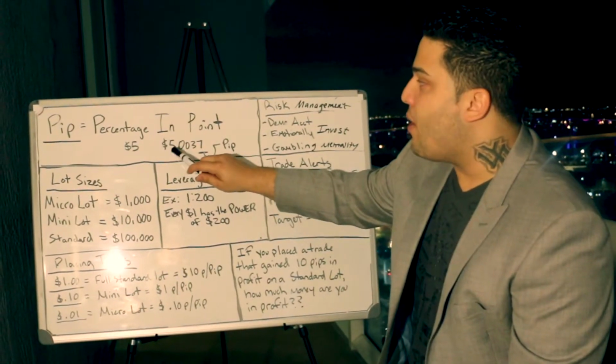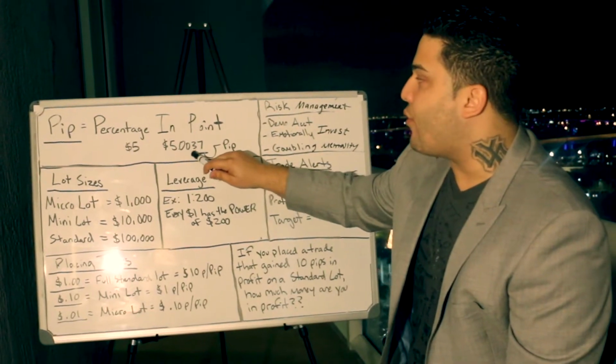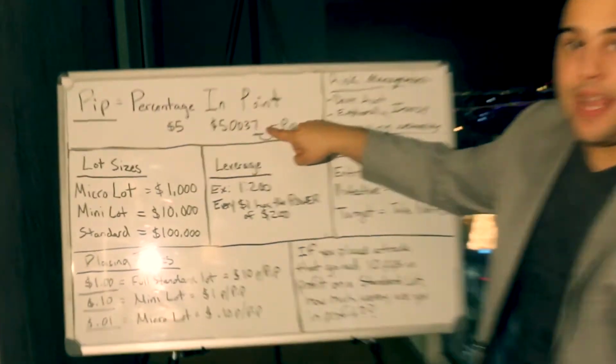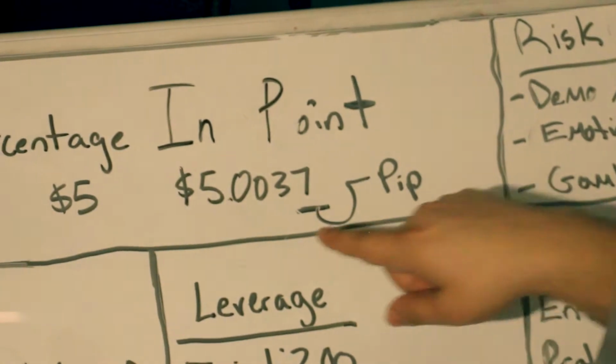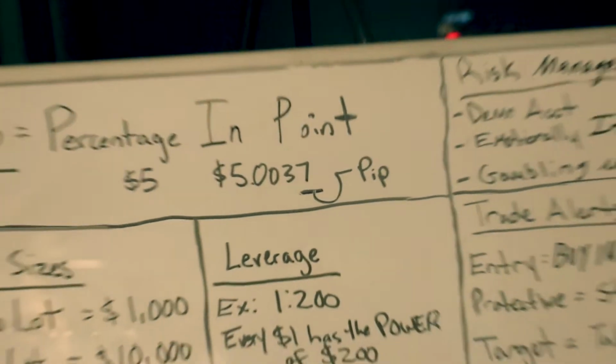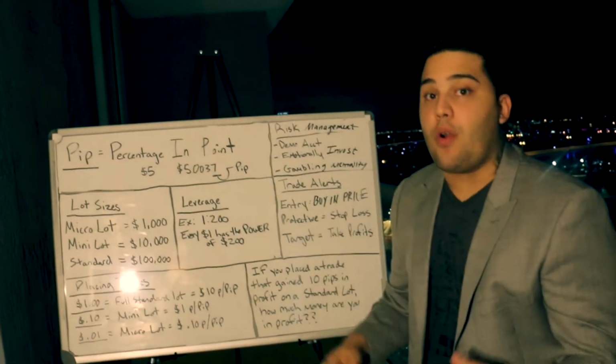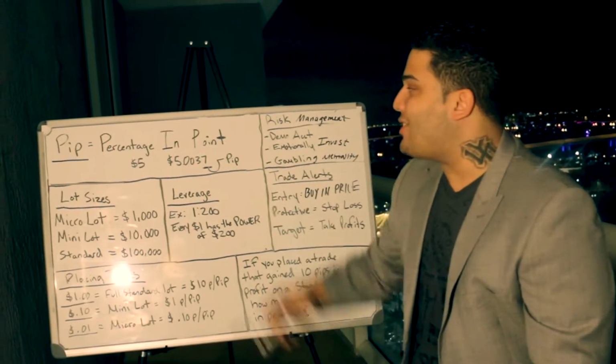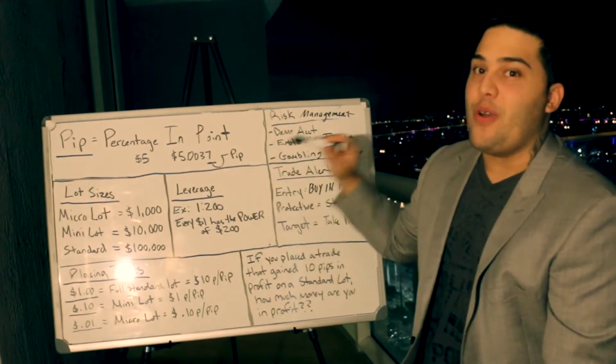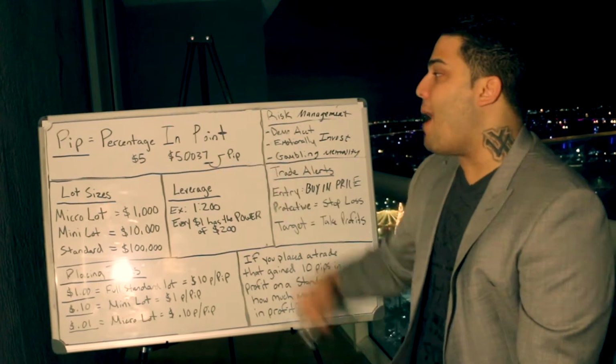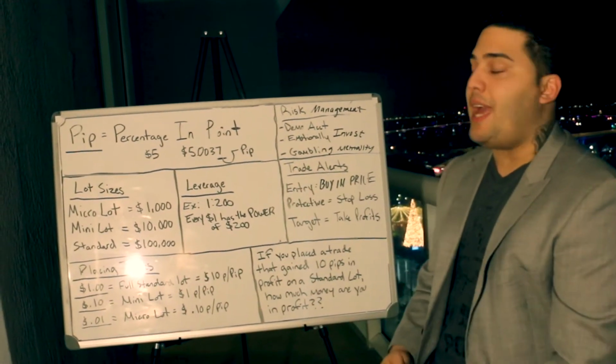Where you see 5.00, right, 37. That 7 right there, that's a pip. That's a percentage in point. You see, in Forex, people can lose money or even gain profits based on pips, all right? So it's pretty remarkable, guys. PIP, percentage in point. I want you to understand that.